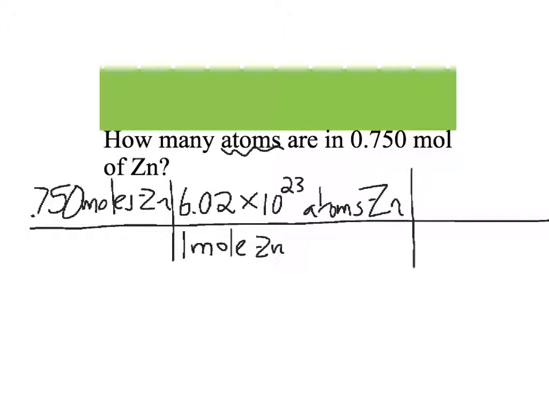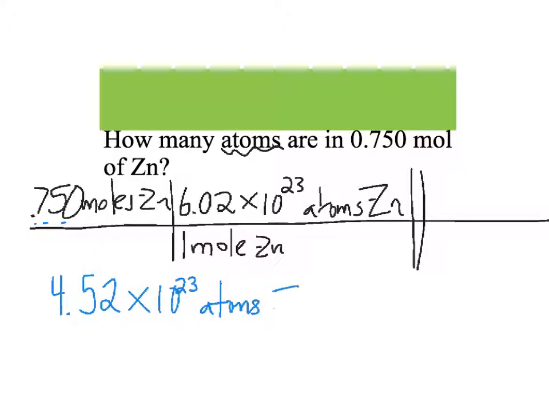So units will cancel. Moles of zinc cancels top and bottom, and the answer that I get, with 3 sig figs, is 4.52 times 10 to the 23rd atoms of zinc.